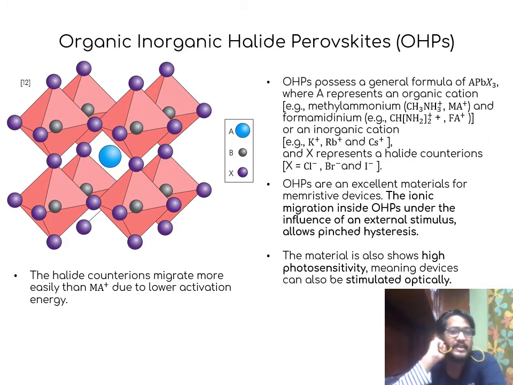A promising material for memristors is organic halide perovskite, or OHPs. Due to low activation energy, the halide ions in the material participate in ionic migration in presence of an external field. This ionic migration allows the pinched hysteresis behavior of a memristor. OHPs are semiconductors capable of both ionic and electronic conductivities. Additionally, it shows high photoconductivity which can be used to realize optically stimulated neural networks.